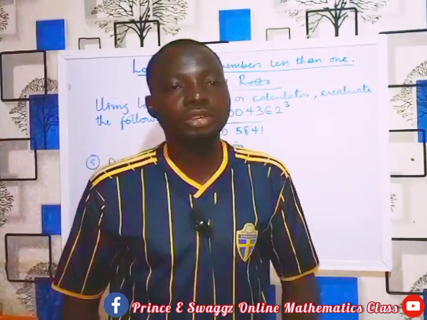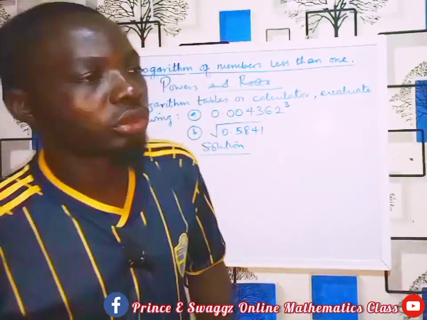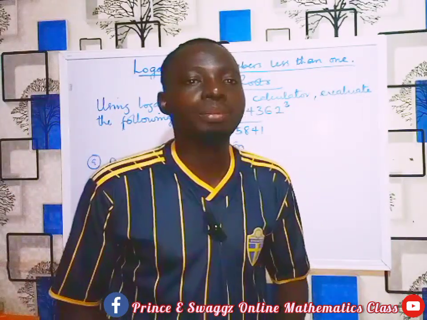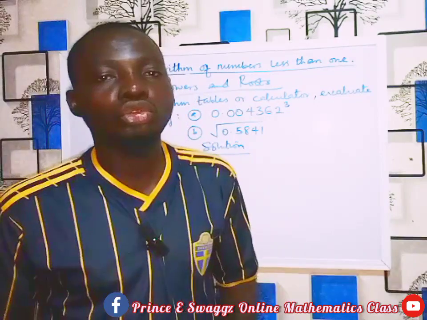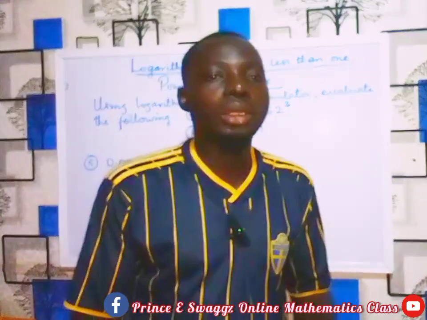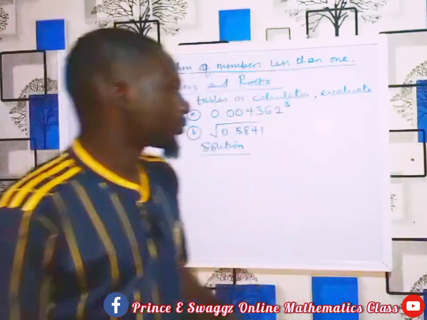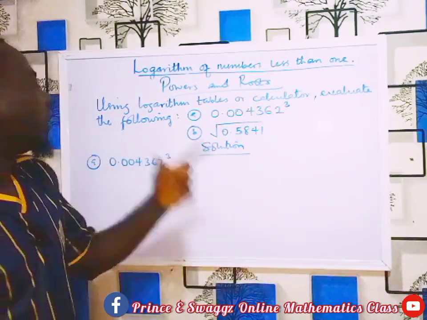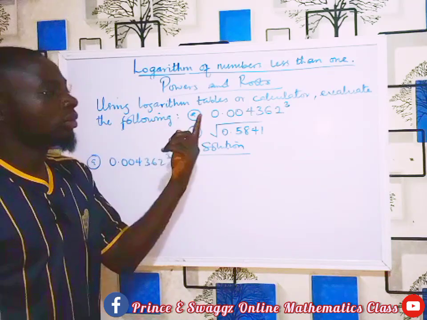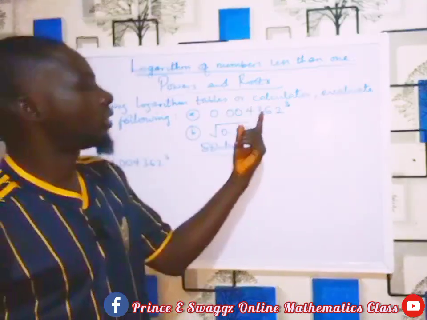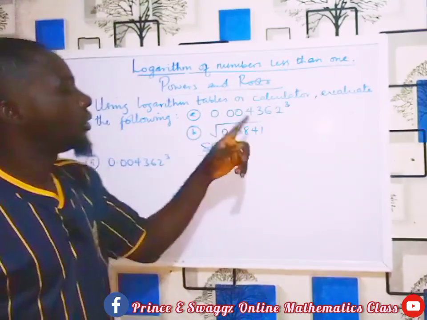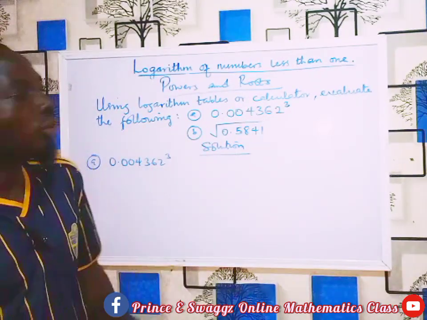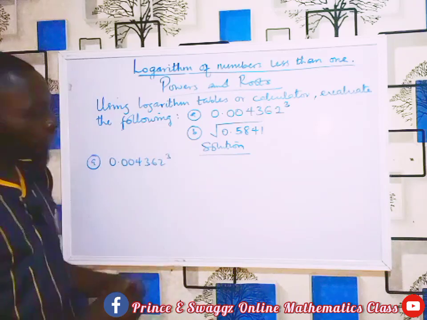Welcome to today's lesson. Today we shall be looking at how to find the powers and roots of numbers less than 1, as you have been doing using logarithm tables or calculator. Evaluate the following: A, 0.004362 raised to the power 3, then B, the square root of 0.5841. How do we do this?